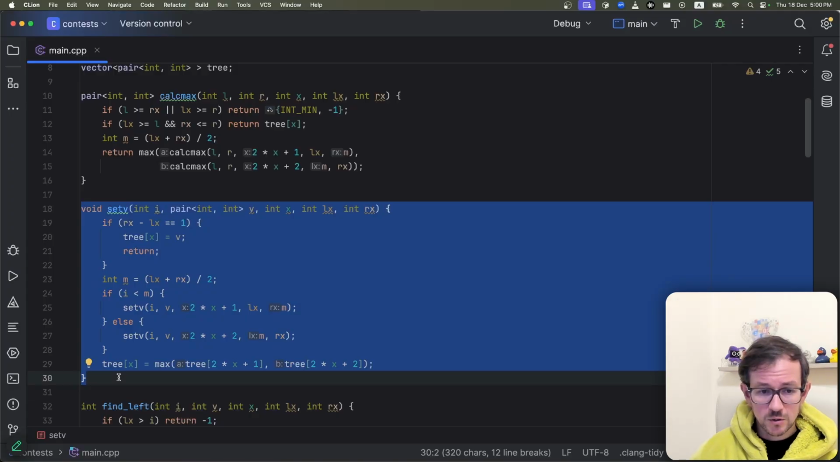Can you try sliding window? I'm not sure. I believe probably there is an easier way to do what I just did.